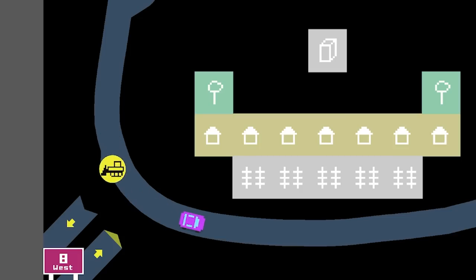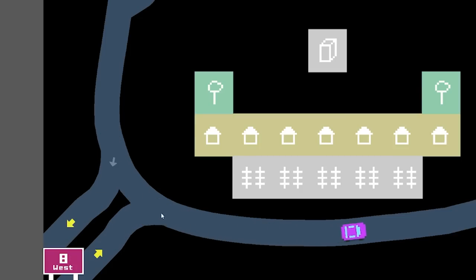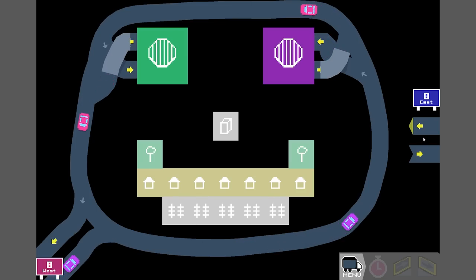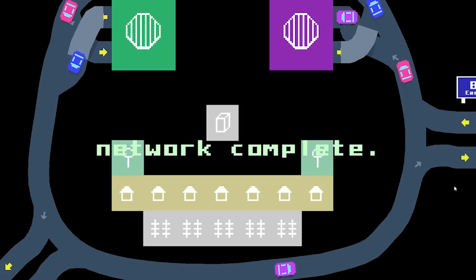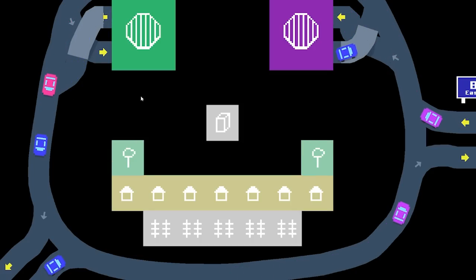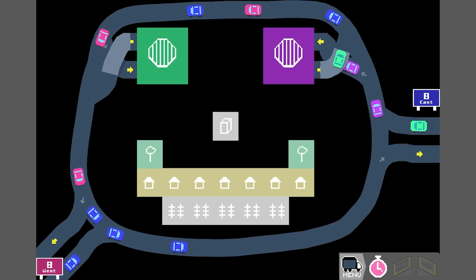So these are pretty simple. So we just do that and we do that. And that's because we went anti-clockwise with our roundabout. So that is network complete. That's like the simple way to do it. We might have to do a shortcut through the middle maybe. I don't know. Let's press the stopwatch.